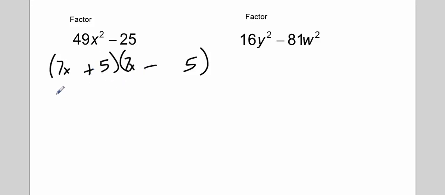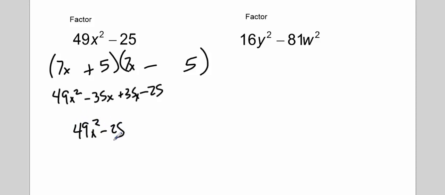Take a look at the FOIL. This is 49 x squared minus 35x plus 35x minus 25. And you'll notice those middle terms go away, and I have 49 x squared minus 25. Now, again, 9 times out of 10, this is going to work. You'll notice here, again, I have perfect square terms, numbers that are obtained by multiplying a number by itself.